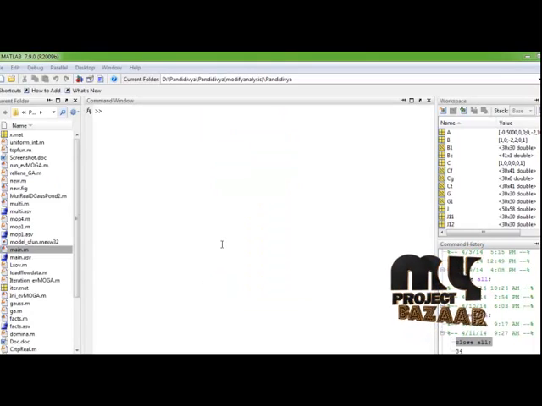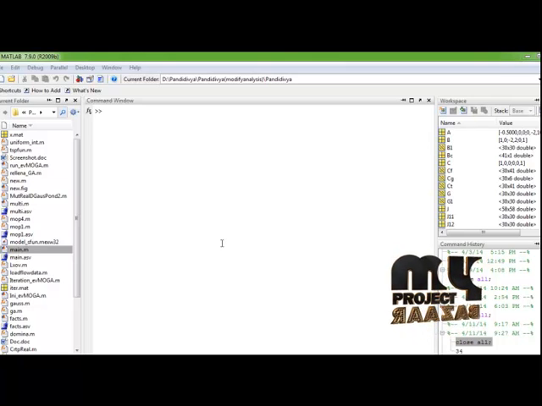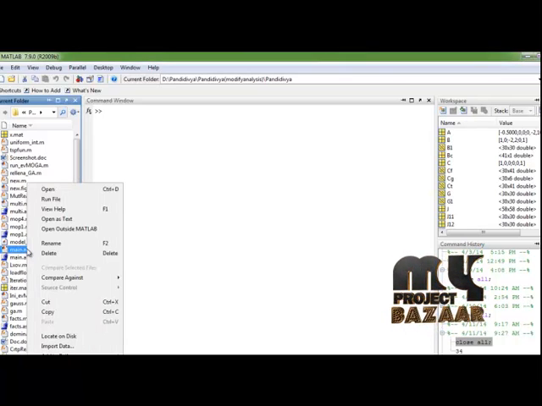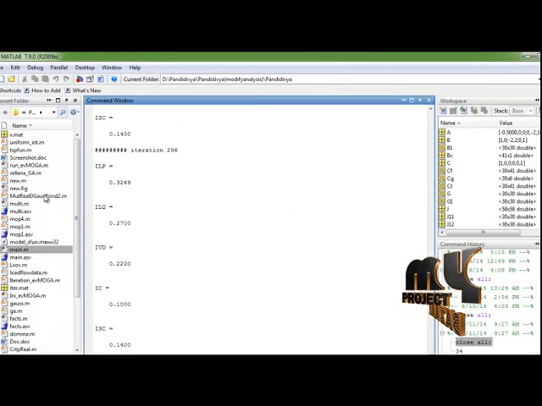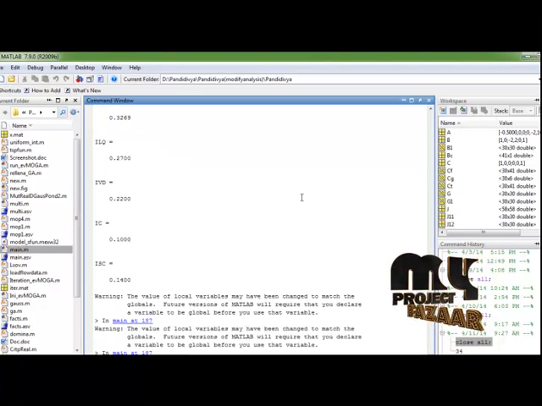Let's discuss the implementation of this process. This is the MATLAB command window. These are the function files used for this process. Main is the main function file and the others are the sub-function files. Choose the main function and click the run file option. Those are the processes going on and the results we got.